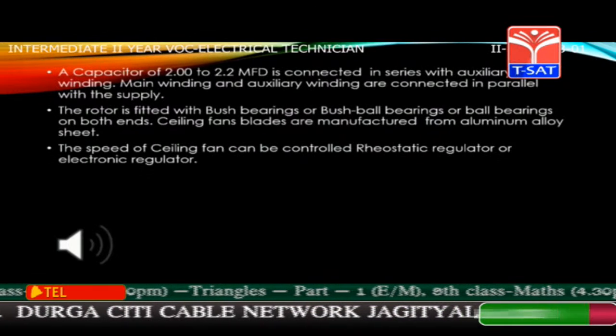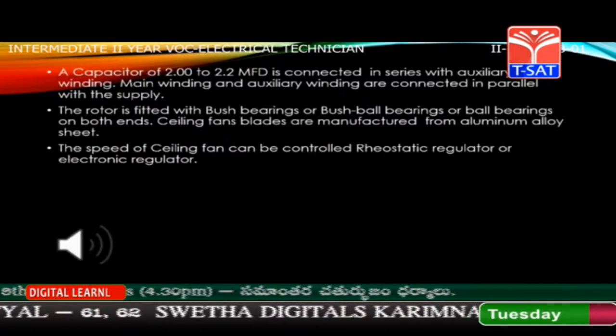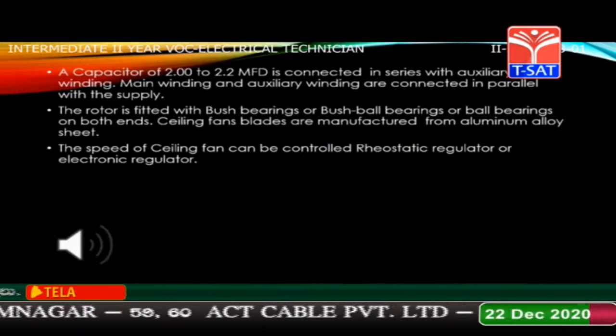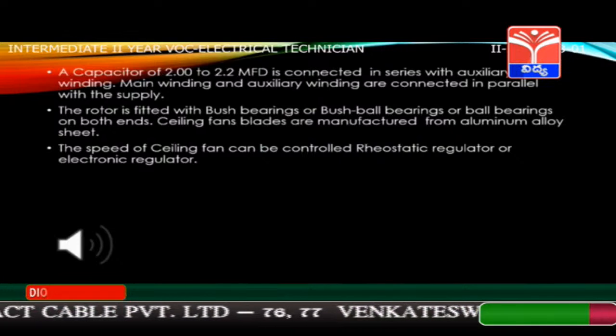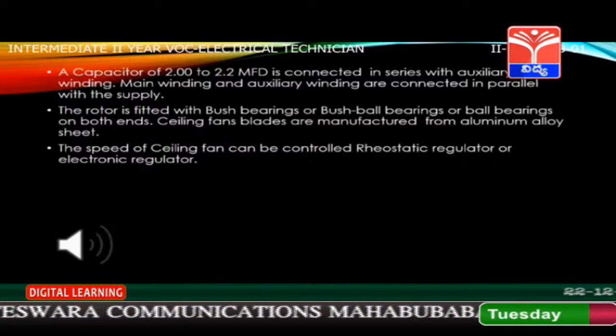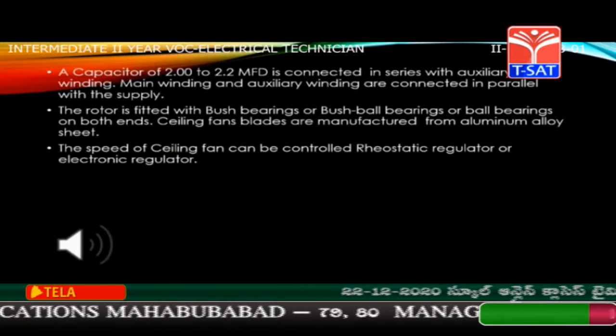A capacitor of 2 to 2.2 microfarad is connected in series with the auxiliary winding. The main winding and auxiliary winding are connected in parallel with the supply. The rotor is fitted with brush bearings, bush ball bearings or ball bearings on both ends. Ceiling fan blades are manufactured from aluminum alloy sheet. The speed of ceiling fan can be controlled with a rheostatic regulator or electronic regulator.